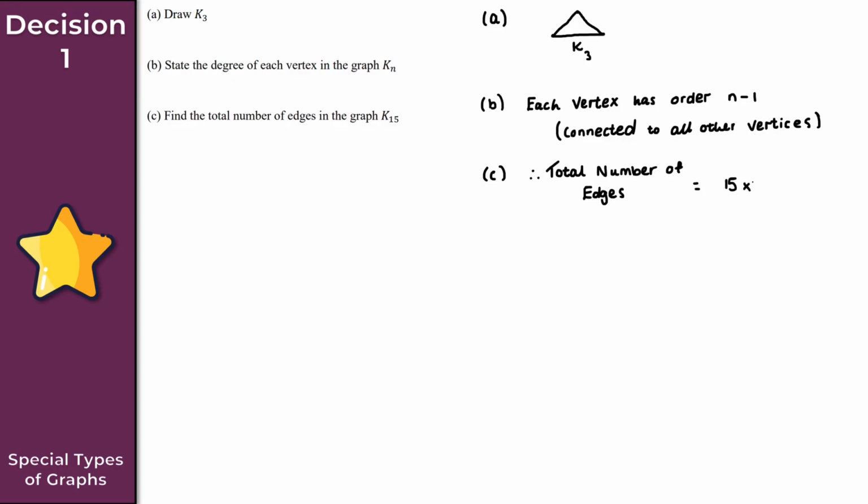So 15 times 14. But just be slightly careful here. What we need to do now is divide by 2. So we divide by 2, like so. And just in case you're wondering, then the reason that we divide by 2 here is to avoid double counting. So I've got 15 times 14 divided by 2. What does this give us here then? So put this into your calculator. What you'll get here is 105 there. Okay. And there we have it then.